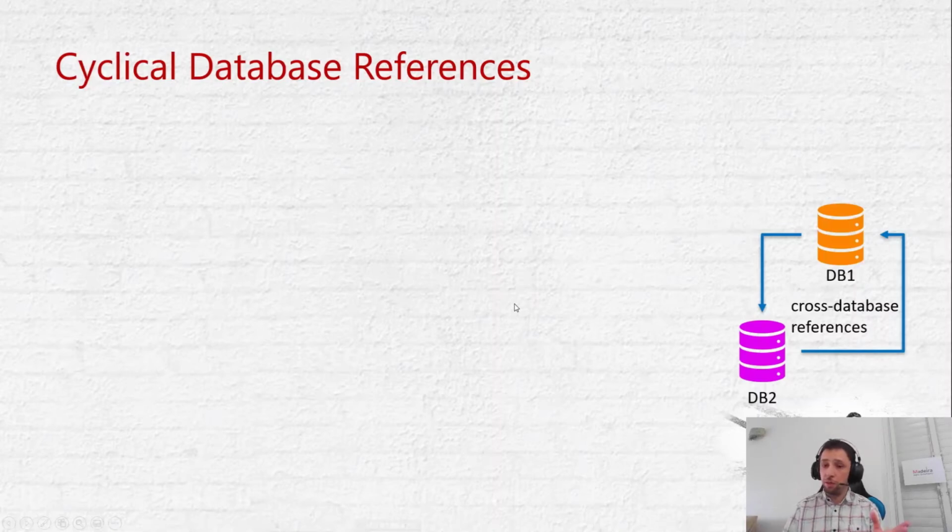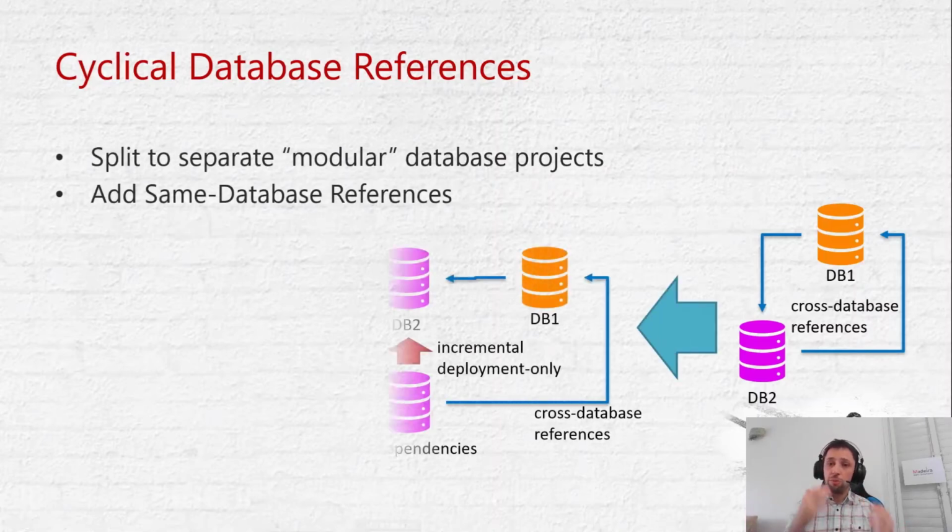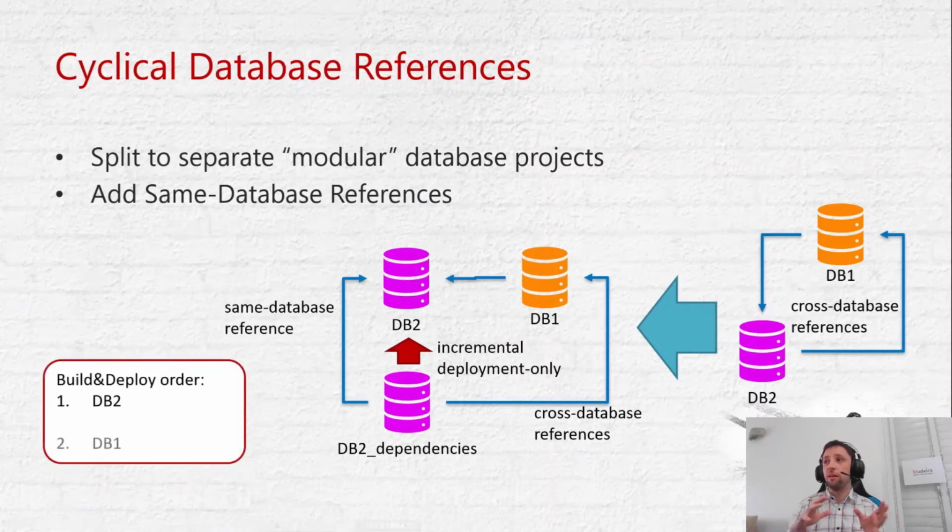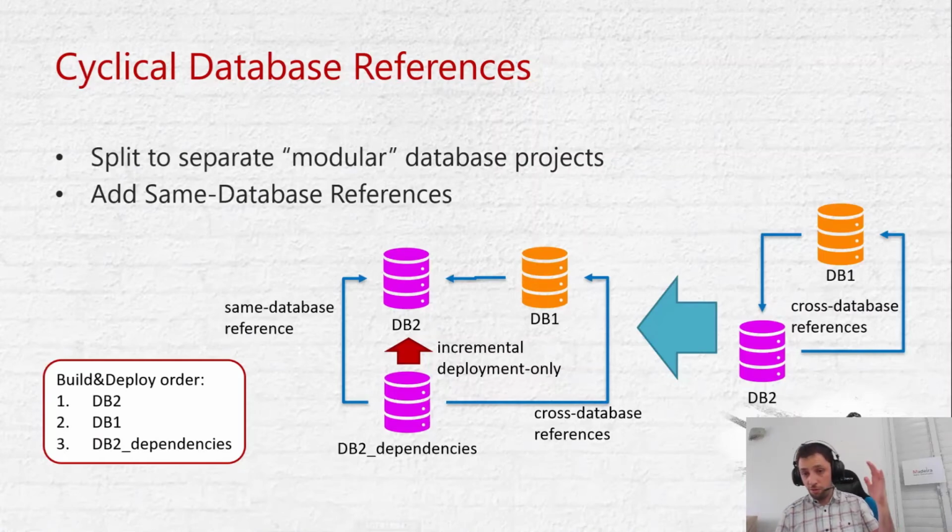The way to resolve this would be a bit complicated, okay? But the general idea is to separate these database projects into modular database projects. As in, let's say we take in DB2, the purple database here, all of the objects that depend on DB1, and we place them in a third project, okay? And that third project would have same database reference to DB2, and it will also have cross-database reference to DB1. DB1, on the other hand, would have database reference on DB2, but not to the dependencies project, the third project with the dependencies, right? And this prevents the cyclical dependencies.